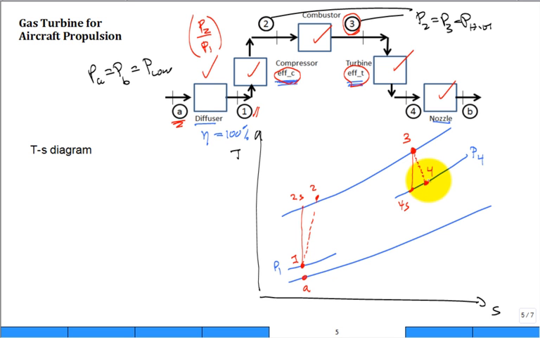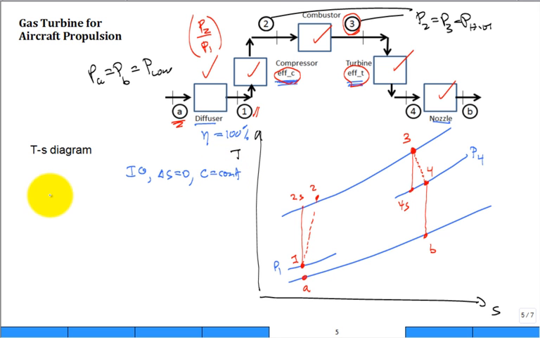Straight down from 4, and that's state B. I think if you can get the sketch of the major components, if you can get this TS diagram down, then it's pretty trivial. Because all you're going to do is remember our famous equation for an ideal gas undergoing an isentropic process with constant specific heats.